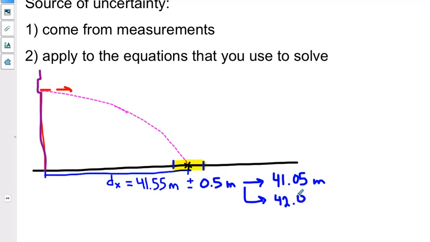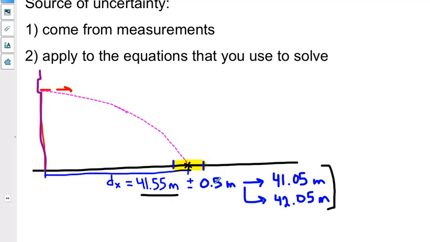You get 42.05. Now, the thing about this that hopefully you start to realize is these numbers get plugged into an equation. We plugged in 41.55, but the truth is that may not be right. Anything in between 41.05 and 42.05 could be just as right as 41.55.